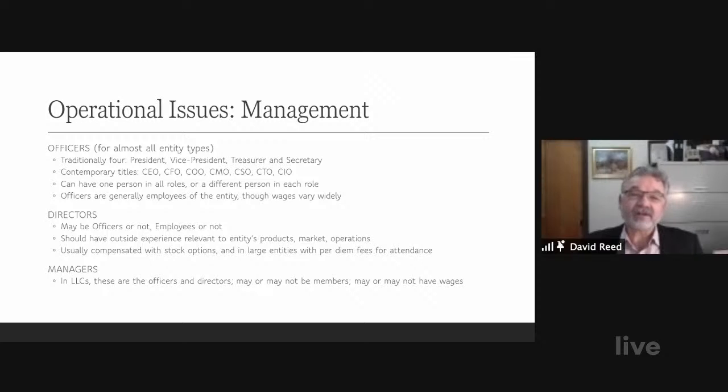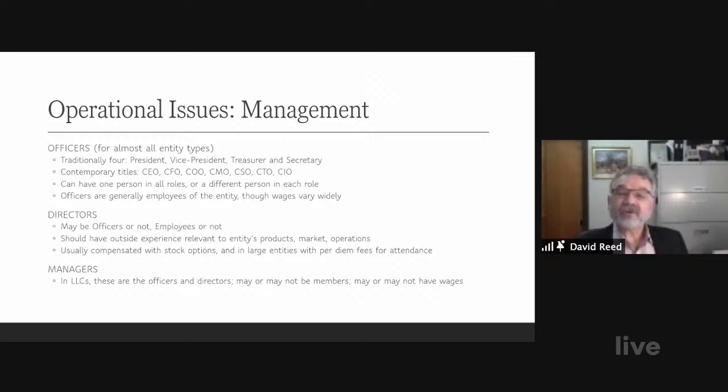The titles recently that we hear all the time, C titles: chief executive officer, chief financial officer, chief operating officer, chief medical officer, chief science officer, chief technology officer, et cetera, et cetera. Those are company titles that are created internally to the company, and the authority that they have is decided by the company, whereas president, vice president, treasurer, and secretary are created under state law and have the authority provided under state law.